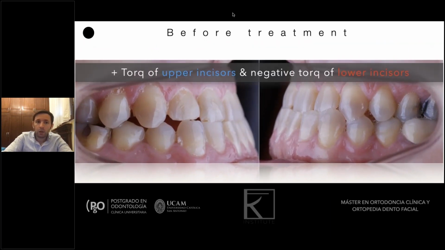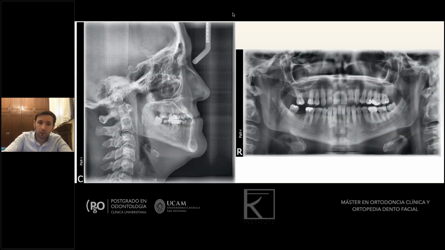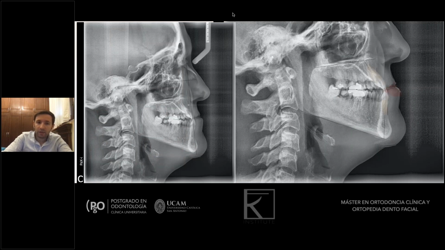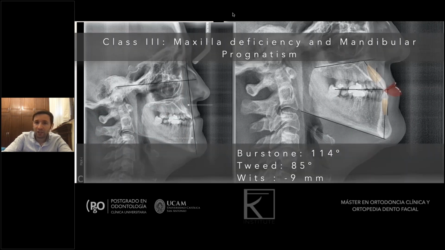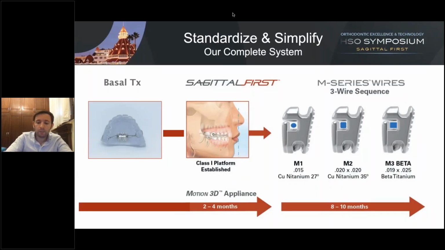So look at, we have positive torque of the upper incisors and negative torque of the lower incisors. We have class 3, we have maxillary deficiency and mandibular prognathism, we have Bolton, improvement of the Bolton, positive Bolton and negative width. So when I see the widths, I can see minus 9 millimeters. Imagine the situation. So simple solution. Basal treatment, sagittal first, M1, M2, M3, aesthetic.